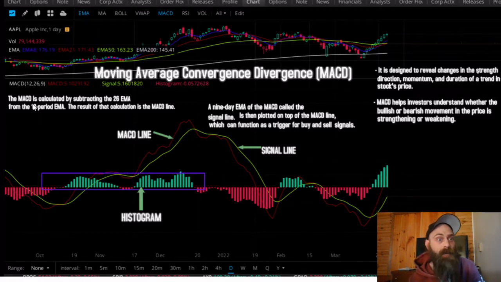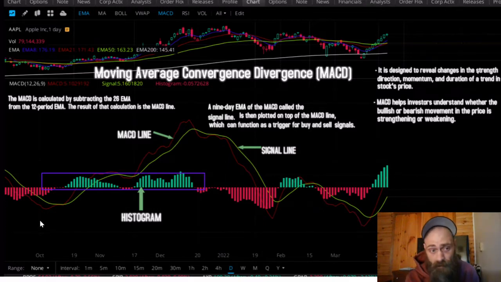So your MACD line is calculated by subtracting a 26 exponential moving average from the 12-period exponential moving average. That's how this line is calculated. A 9-day exponential moving average of the MACD is called the signal line. This is then plotted on top of the MACD line, which can function as a trigger for buy and sell signals. Okay, so how do we use this to enter and exit a trade?